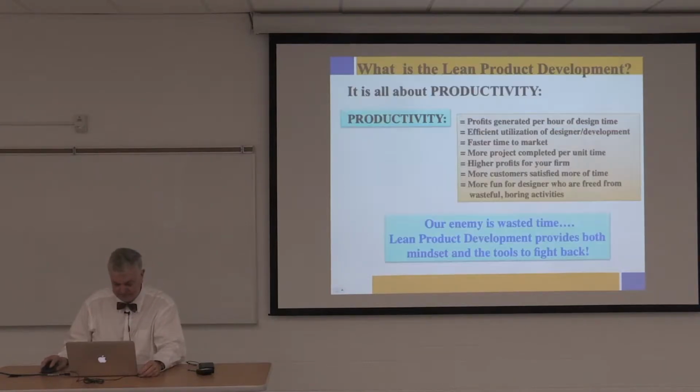Right up front, it's all about productivity equals profits per hour of design time, efficient utilization of designer development time. So if you're paying a designer $100 an hour, can you get $200 of productivity out of them? That's their whole idea. Faster time to market, go from 24 weeks to 16 weeks. You're going to capture the market.